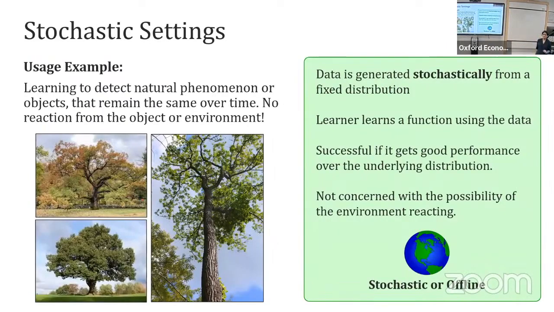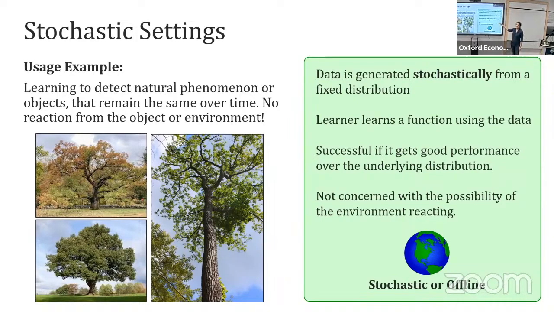So what is this vanilla machine learning? There's many different ways of talking about foundations of machine learning. But one way that I like to think about it, and I like you guys to think about it, is that it's used for detecting natural phenomena, objects, cats, dogs, trees, desks, chairs, where there is no reaction really coming from the environment or the object. I might have a bunch of trees.